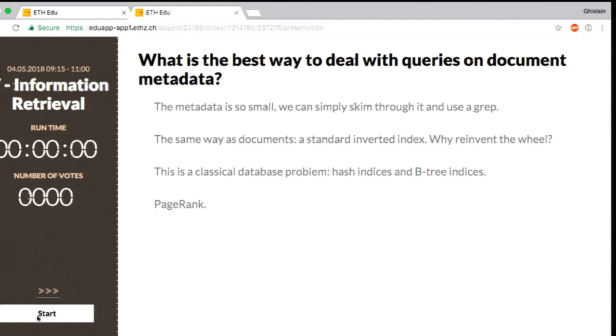And my question here is to reactivate what we've done last time. What is the best way to deal with that if you want to have an information retrieval system that is based on the metadata of the books, not of the full text of the book, but the metadata? So what is the best way to deal with queries on document metadata?